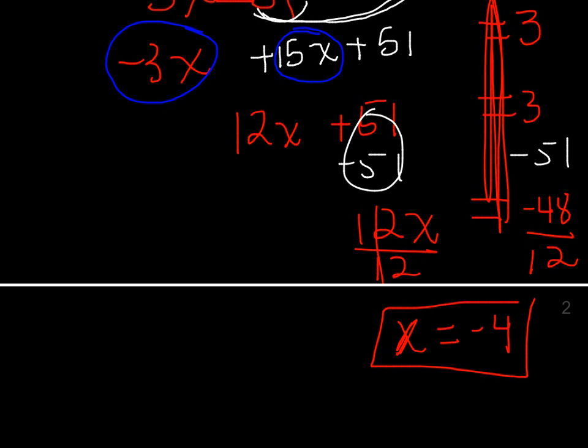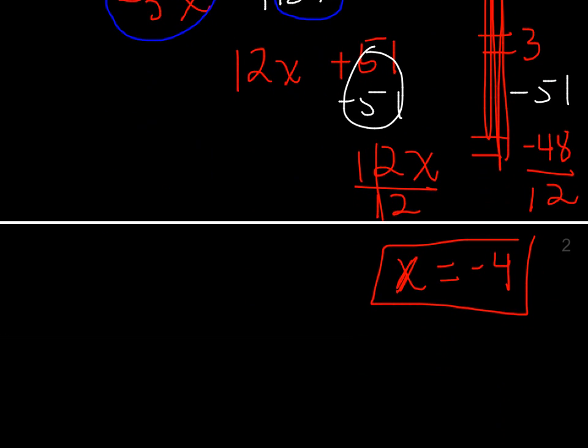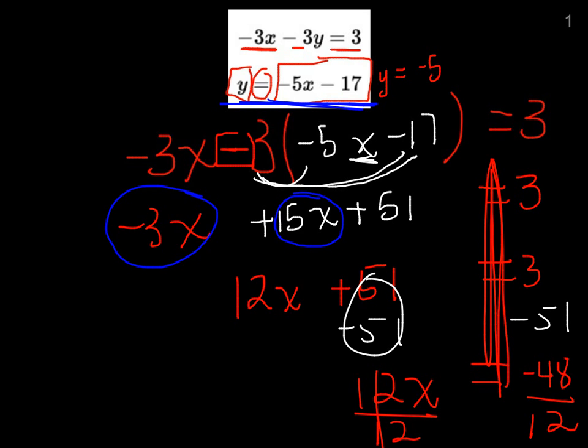We found the x. Now what we have to do is plug that x in for the x in one of our original equations. So choose which one you want to do. I would choose the second equation here because that one tells you that y is negative 5 times whatever x is, minus 17. This one's going to be a little bit easier. So we have y equals negative 5 times, what did we just figure out x was? Oh, there it is, negative 4, minus 17.